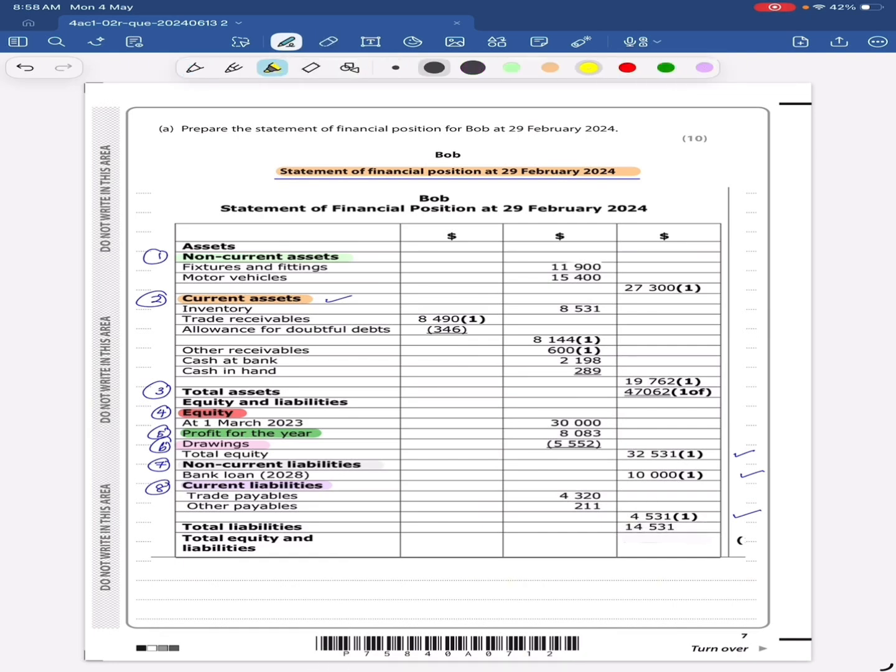As you see here, the total assets of 47,062 should be equal to the total equity and liabilities, which is 47,062.